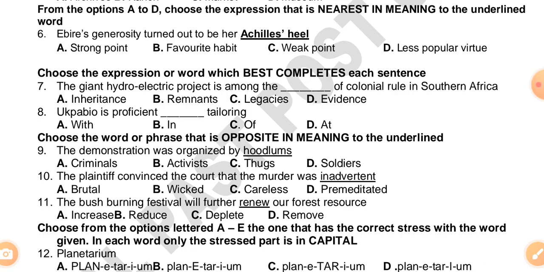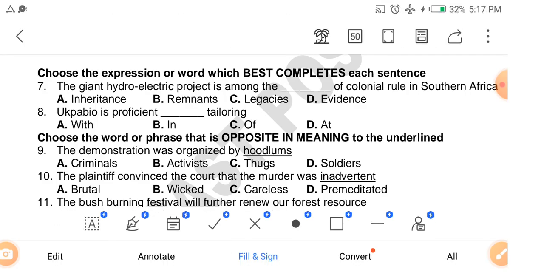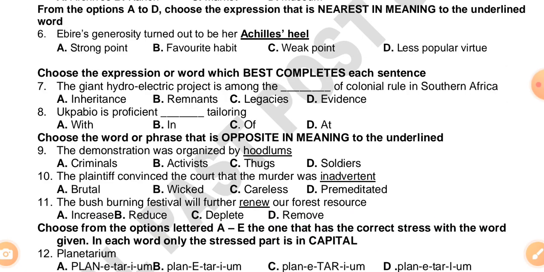Choose the expression or word which best completes each sentence. Number 7. The giant hydroelectric project is among the dash of colonial rule in Southern Africa. A, inheritance. B, remnants. C, legacies. D, evidences. The answer is legacies. The giant hydroelectric project is one of the legacies of colonial rule in South Africa.